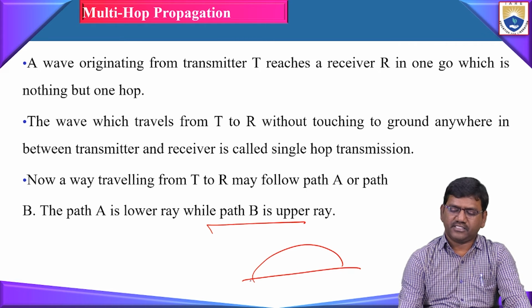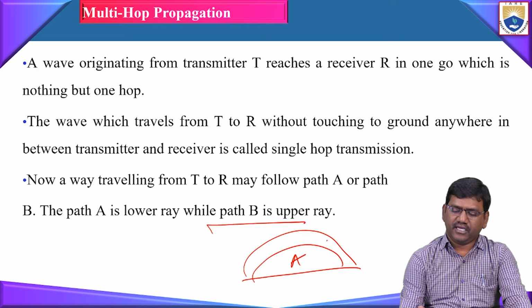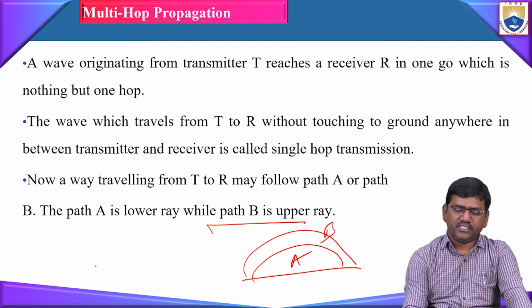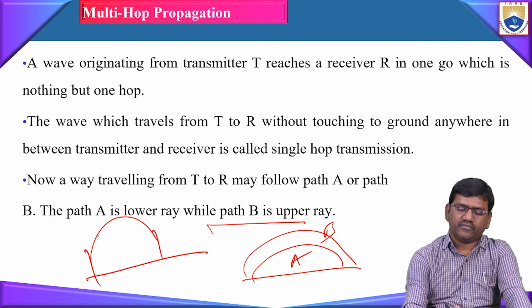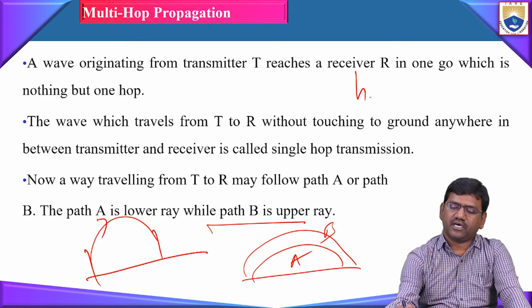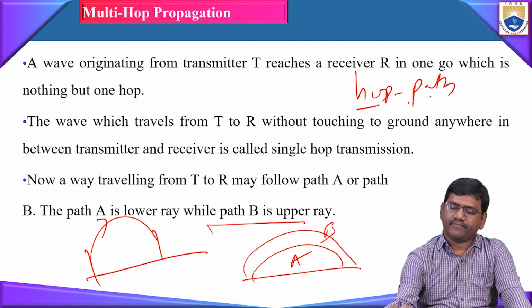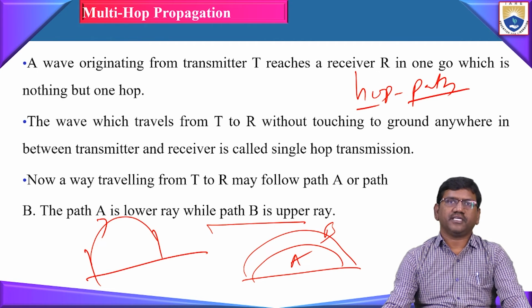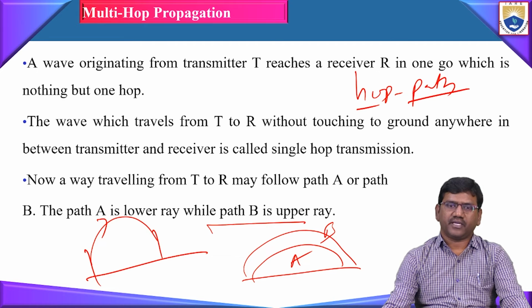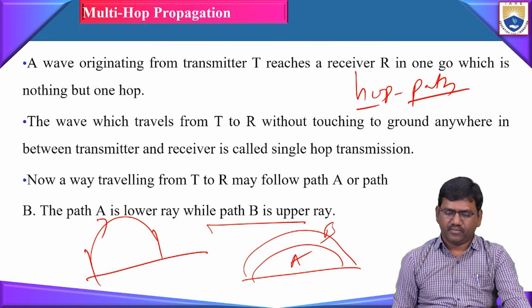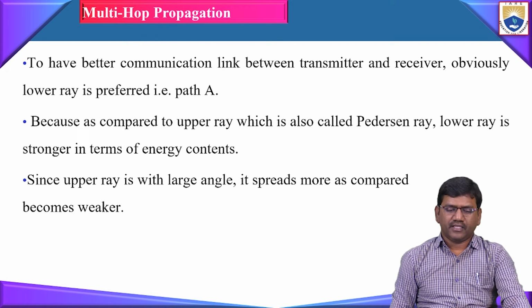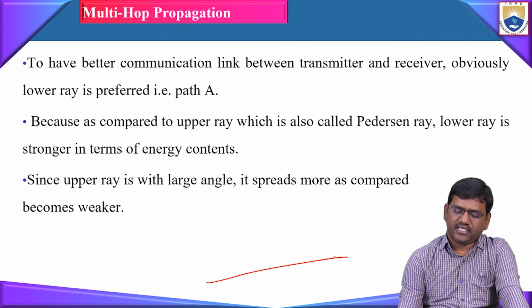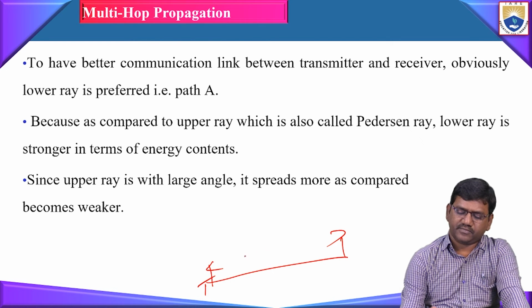So we have transmitted a signal here. This is A and this is B. If we transmit a signal through a single path, we call it single hop propagation. Here hop represents a path. If a wave is traveling in a single path from the transmitting antenna to the receiving antenna, we call it single hop propagation. If the wave is traveling in two different paths, we call it multi-hop propagation. Here we have a transmitting antenna and a receiving antenna, and this is one ray and this is another ray.